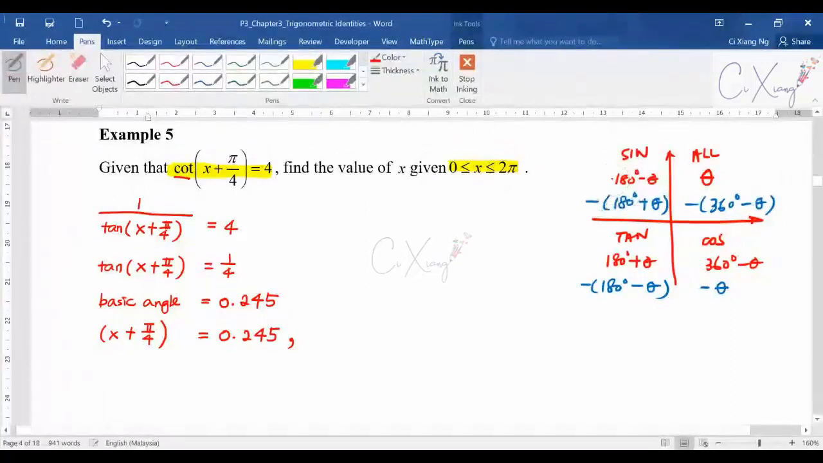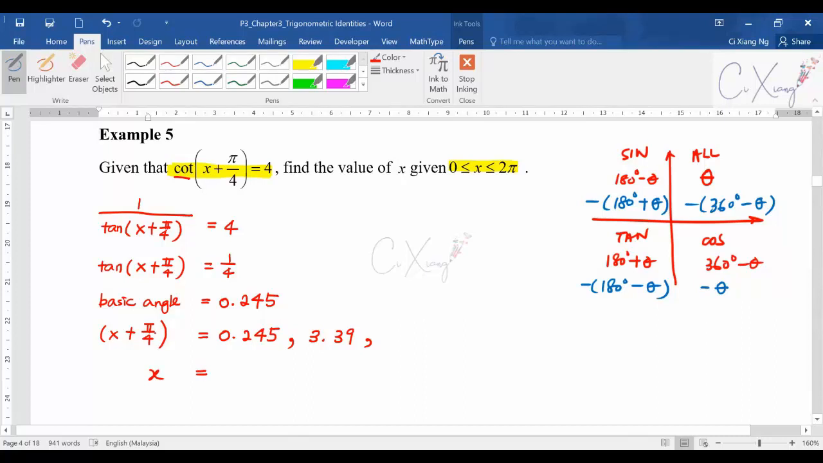Then second quadrant, is tangent positive? No. Third quadrant, is tangent positive? Yes. So to get the answer, you should take 180, which is pi, plus the basic angle. If you have pi plus basic angle, then you should get 3.39. But actually you should write the long answer out, because this is not the final answer yet.